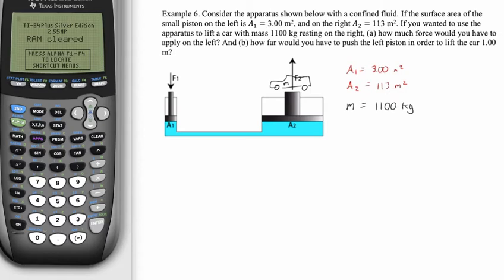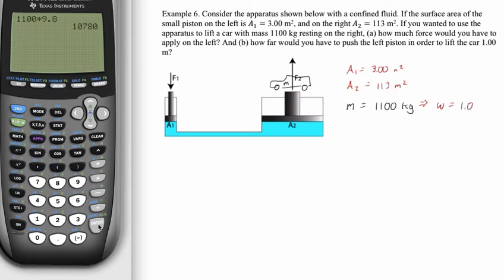That means that the weight of the car is going to be 1,100 times 9.8. So let's go ahead, 1,100 times 9.8 to 3 sig figs gives us 1.08 times 10 to the 4 newtons. So that's our F2.